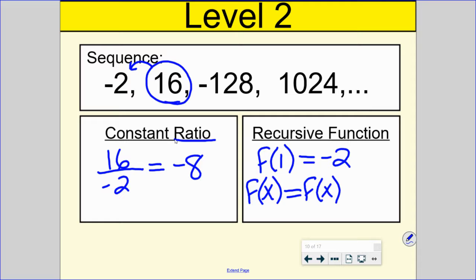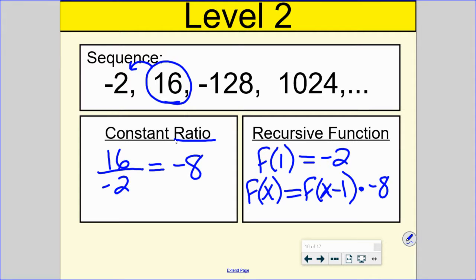And the number in front of an x would be, if your term is x, the number in front of that is going to be x minus 1. And we're going to multiply that by -8 because that is our constant ratio.